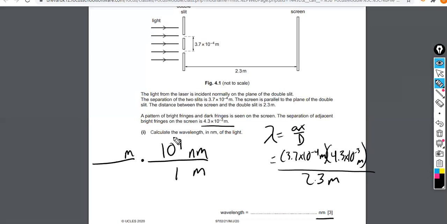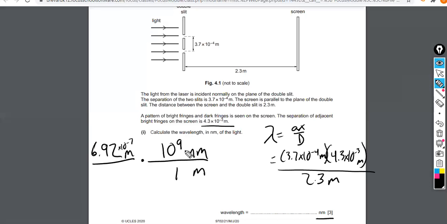Calculator check. Everybody get a calculator. 0.7 by 10 to the negative 4, times 4.3 by 10 to the negative 3, divided by 2.3 meters, gives an answer of 6.92. Okay, it rounds to 6.92 by 10 to the negative 7.